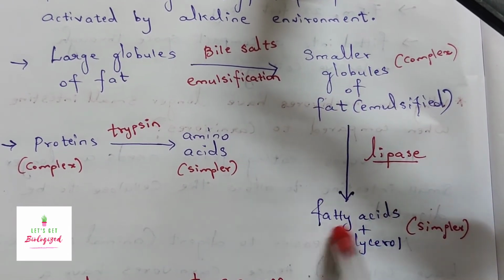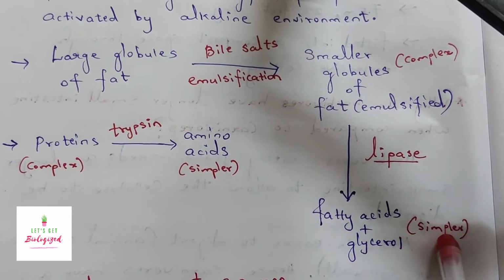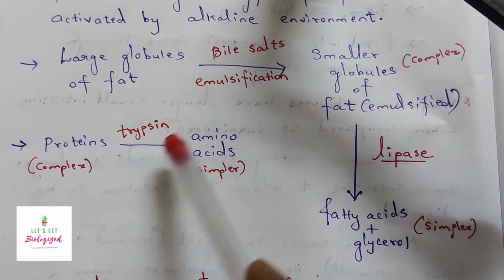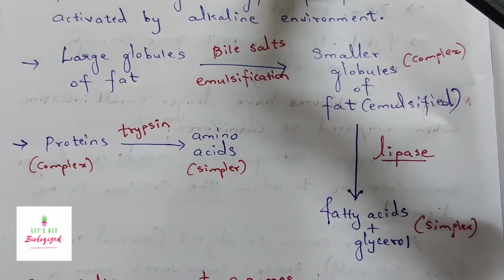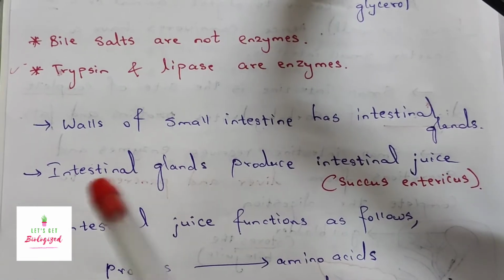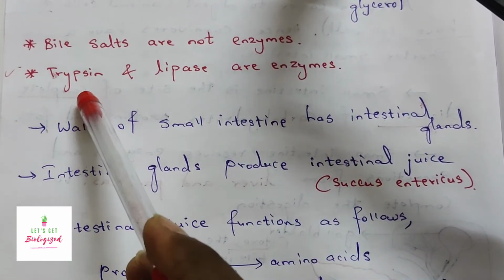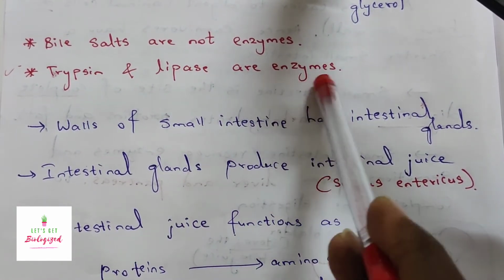Now these emulsified fats are acted upon by lipase. The lipase will convert the emulsified fat into fatty acids and glycerol. Trypsin will convert complex proteins into amino acids. Bile juice does not contain any enzymes. They are just bile salts. Trypsin and lipase are enzymes.